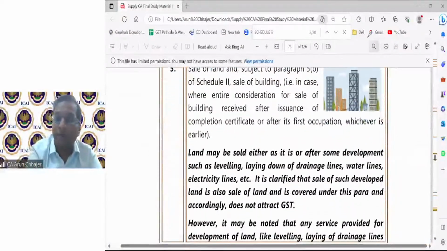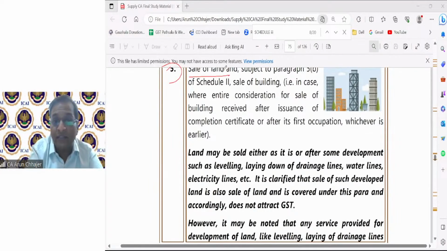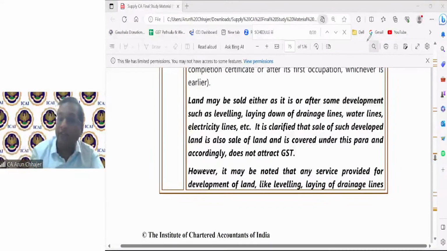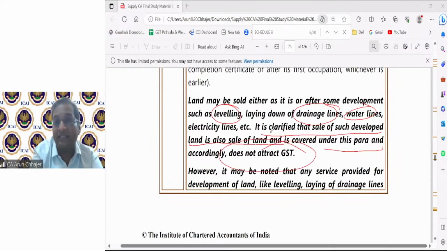Then there was one more clarification with respect to para number 5, sale of land and completed building. The doubt was, suppose the land is being sold after certain development, like leveling, drainage line, water line, etc., carried out by the supplier. Now he is selling that developed plot. Will it attract GST or will it come under para 5? It is clarified that sale of land after development is covered under this para and therefore does not attract GST.